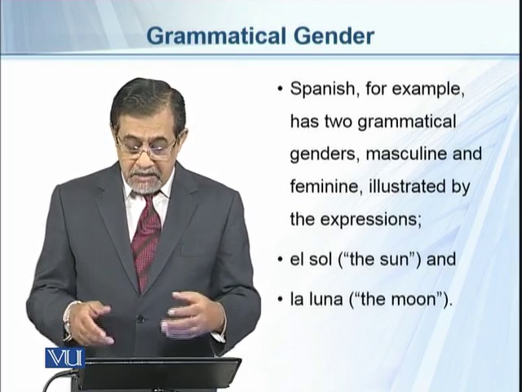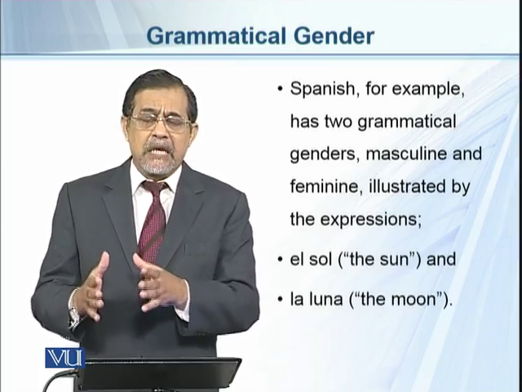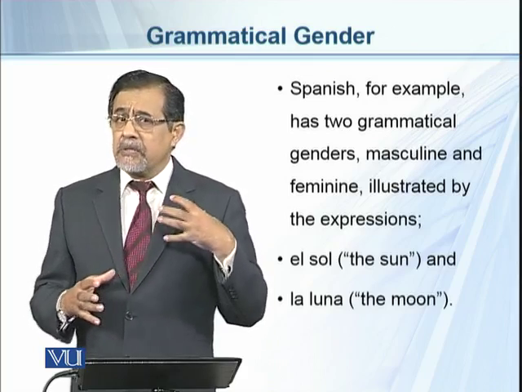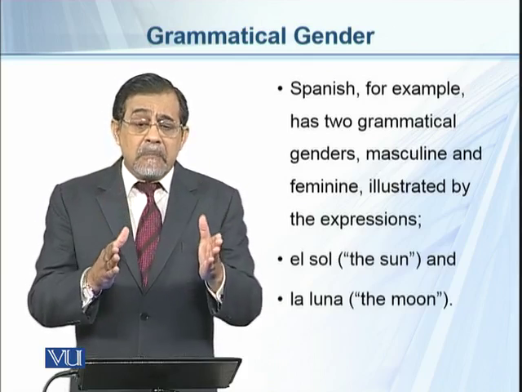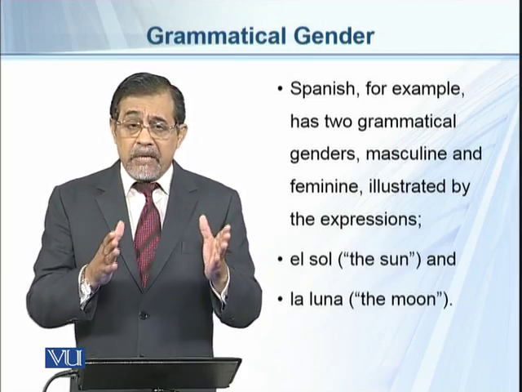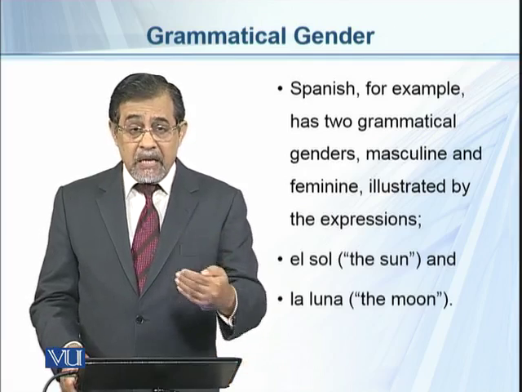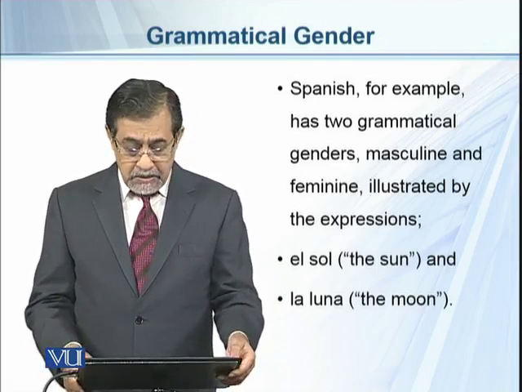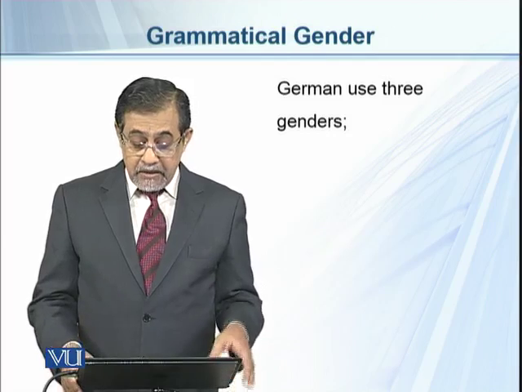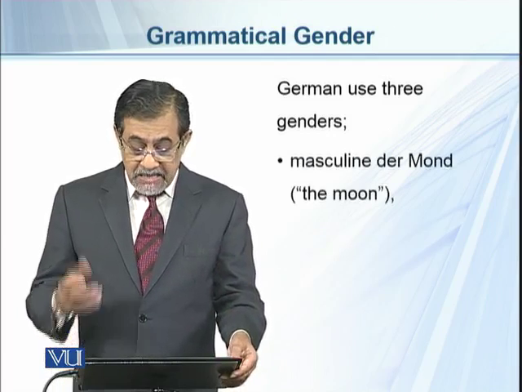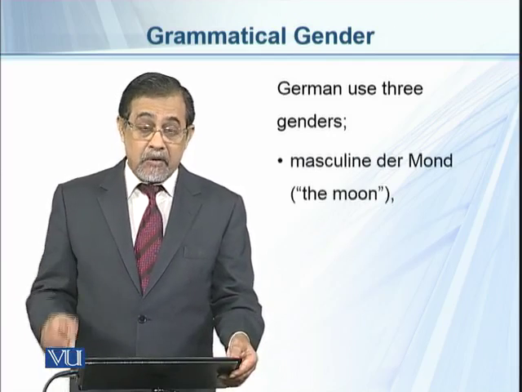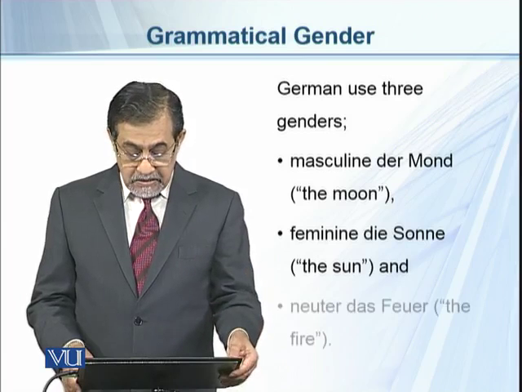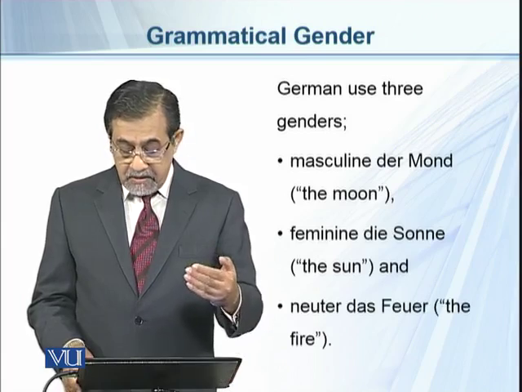Here the sun is taken as a masculine noun because of its characteristic of strength and vigor, and its being able to be very aggressive when it is hot. And la luna means the moon, for its softness and beauty. Whereas German uses three genders: masculine, der Mond, the moon. They have, contrary to the Spanish, feminine, die Sonne, the sun, and neuter, das Feuer, the fire.